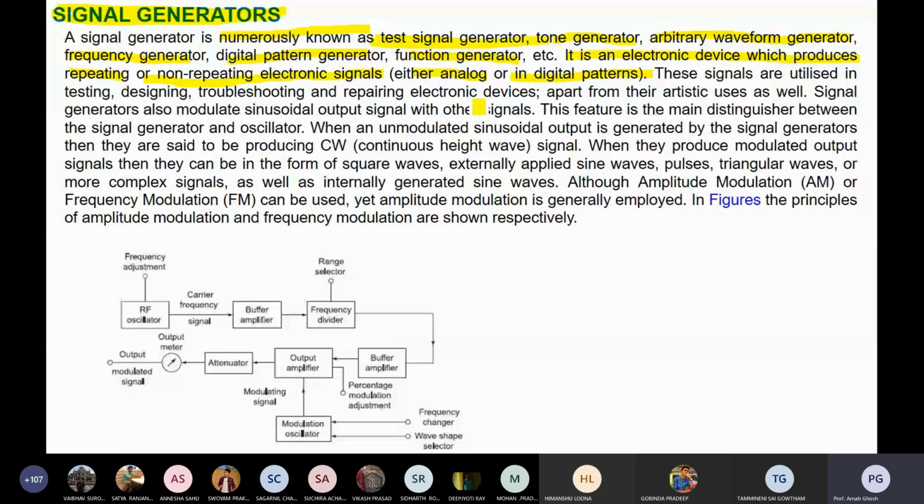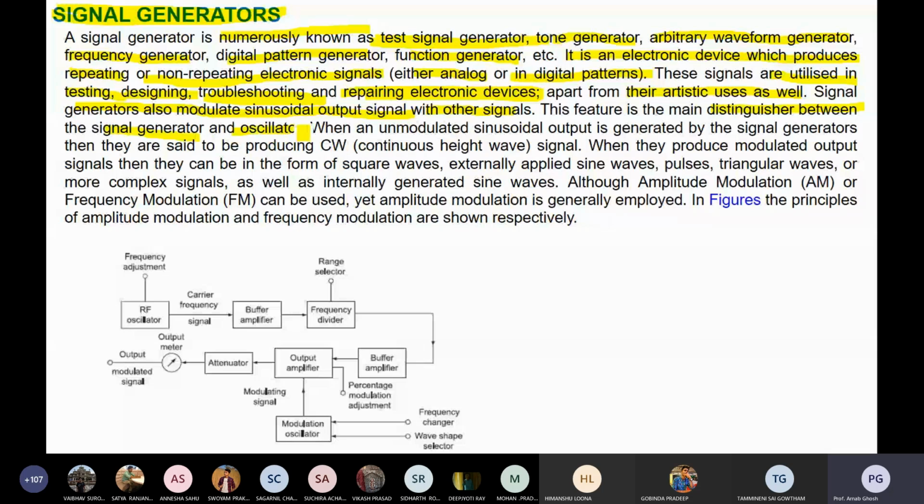Okay, these signals are utilized in testing, designing, troubleshooting, and repairing electronic devices. Apart from that, artistic uses as well. The signal generators also modulate the sinusoidal output signal with other signals. Okay, this feature is the main distinguisher between the signal generators and the oscillator. I think all of you are able to understand the purpose of the signal generator and the oscillator.